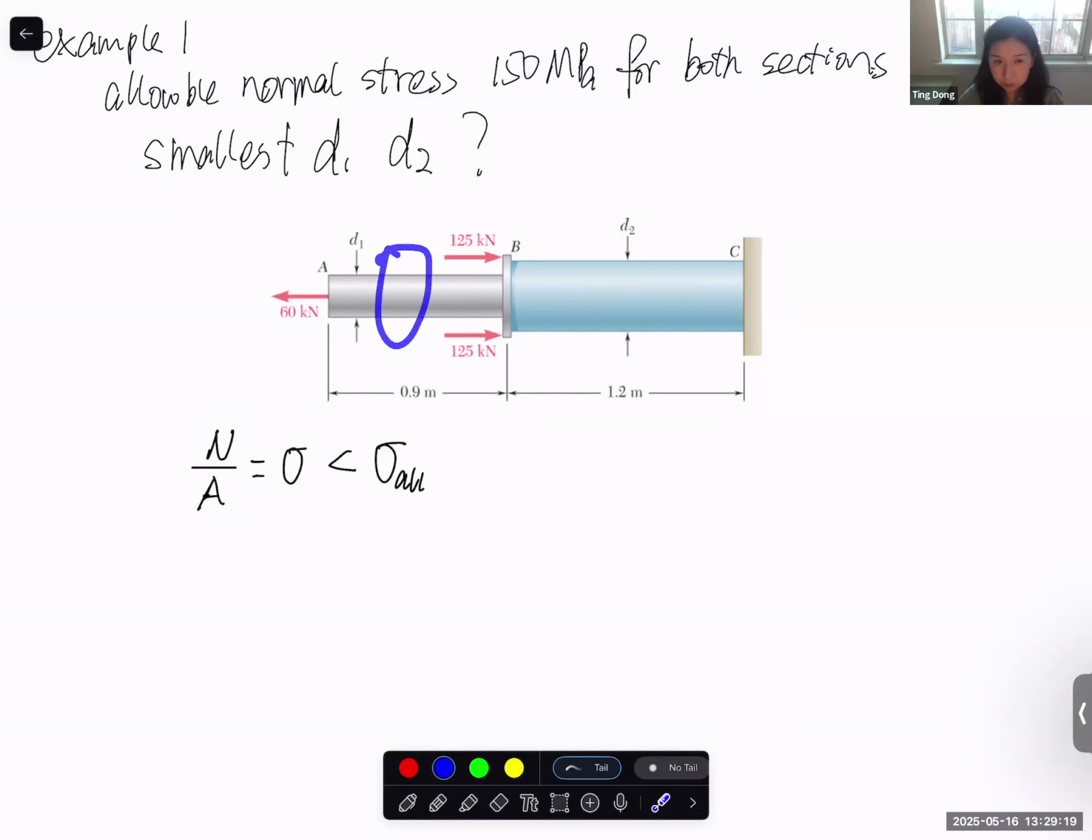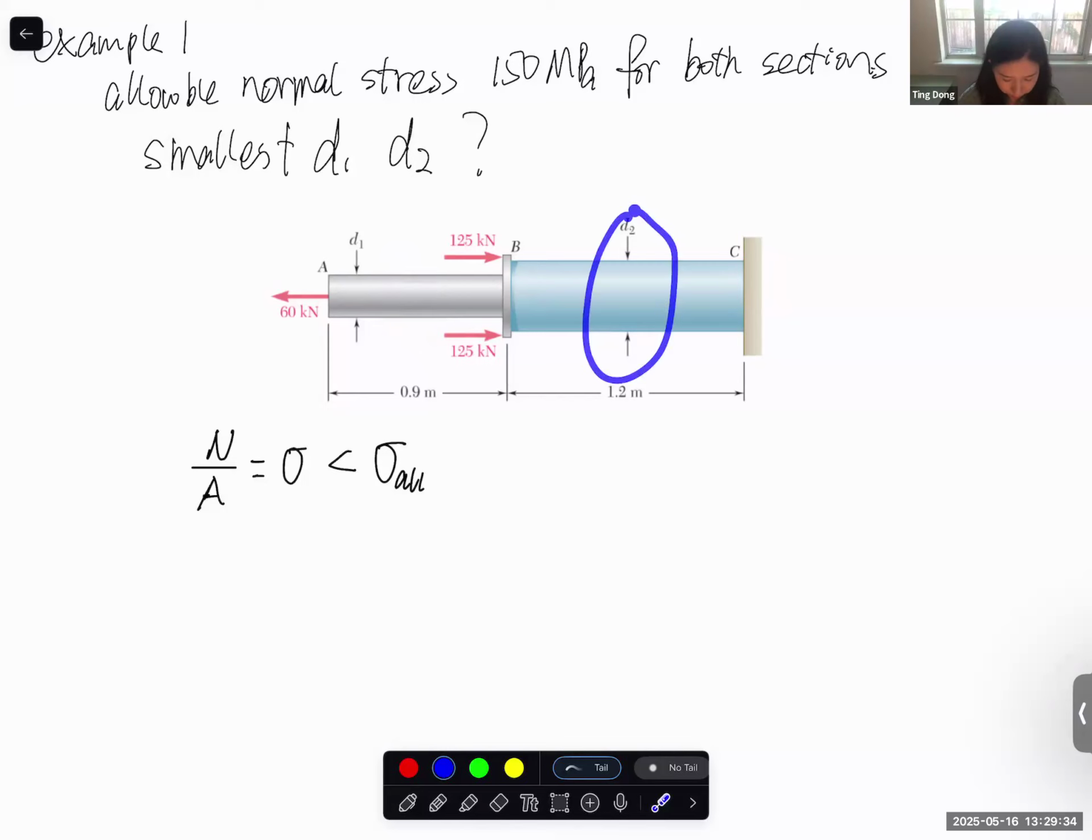What's the internal force? Of course, there's only normal force. There's no shear. There's no bending. Bending and shear, that's 0. Only normal force. What is the normal force generated? 60 kilonewtons. Yes, thank you.